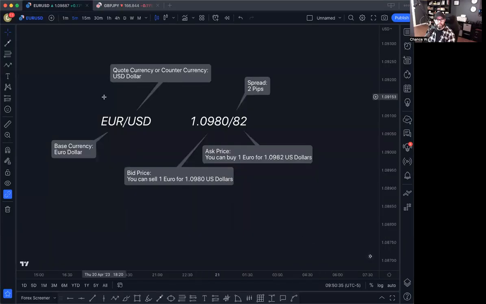And let me get an example of this. So the first currency, if we're looking at euro to US dollar, right? The euro comes first in the currency pair. This is known as the base currency. The second currency is the US dollar. This is known as the quote currency or counter currency. Okay, that's important to understand.